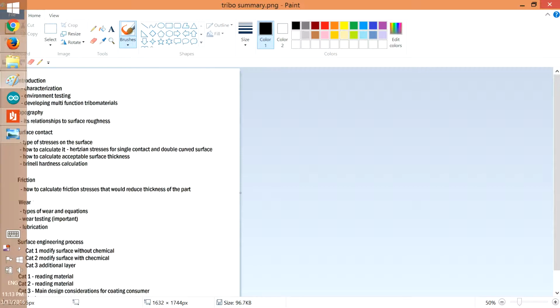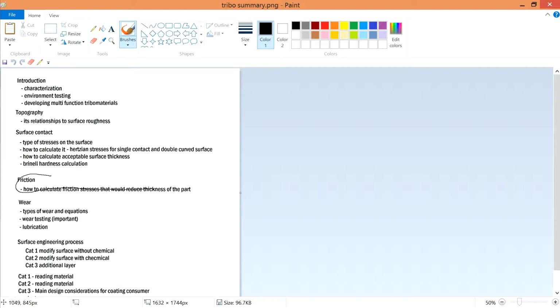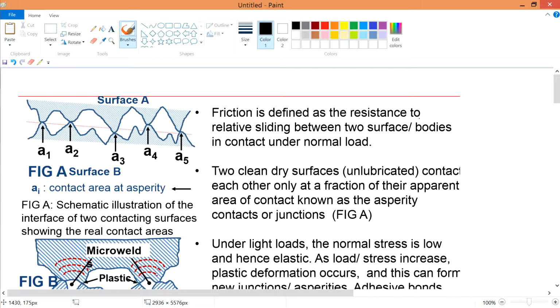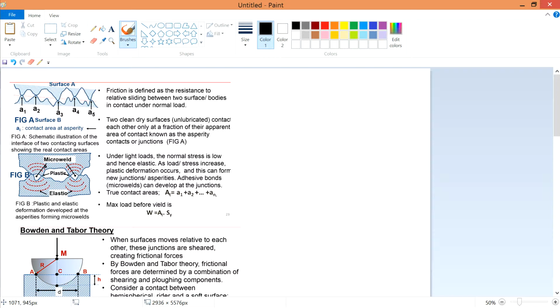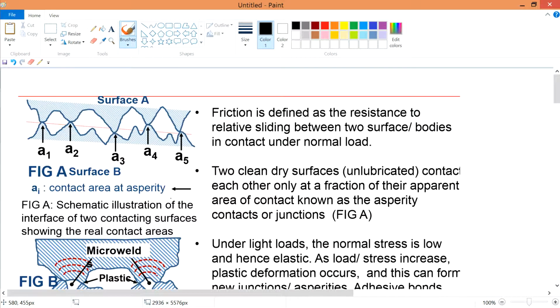Just a quick check, we're at the friction system now. Okay, how to calculate the friction stresses? What I would most probably think about is actually a coefficient of stress. But nonetheless, just a warning, I may not explain things in a good way, so please be careful. I'll try my best to explain.